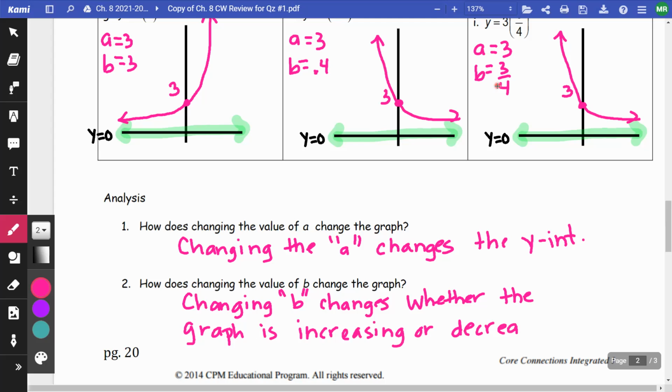And I'm just going to jot down here the following. If 0 < B < 1, so if your B is between 0 and 1, it is decreasing. If your B is greater than 1, it is increasing.